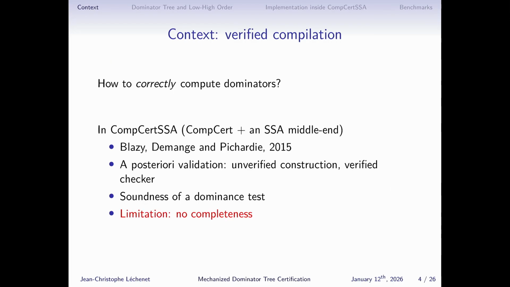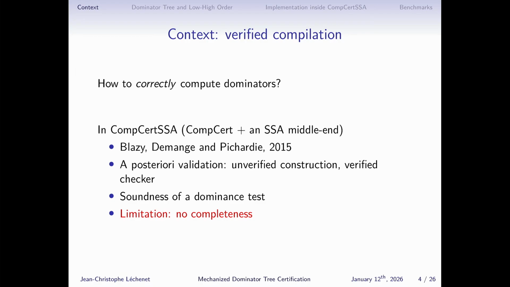But actually, I'm in a more specific context, which is the context of verified compilation. And in this context, the question we ask is how to correctly compute dominators, or how we can have a proof that we correctly computed dominators. And here, the starting point was the CompCert SSA compiler. It's a fork of the well-known CompCert C compiler written in Coq with an SSA middle end, and it's actually maintained here in Rennes.